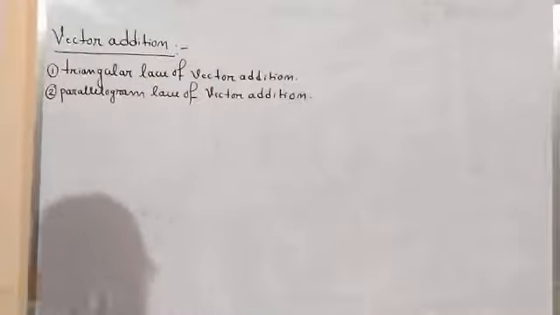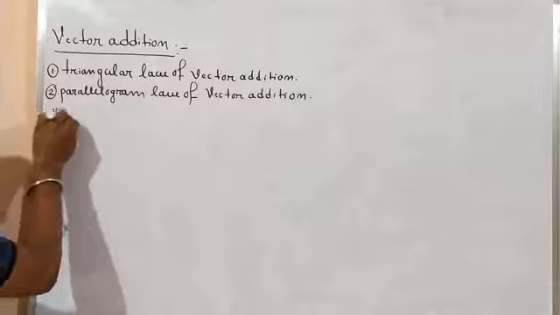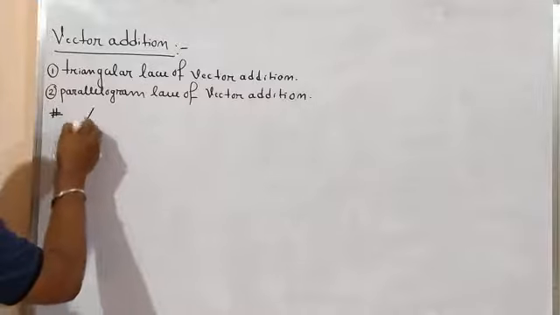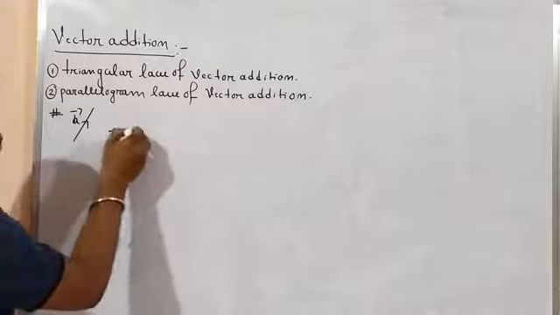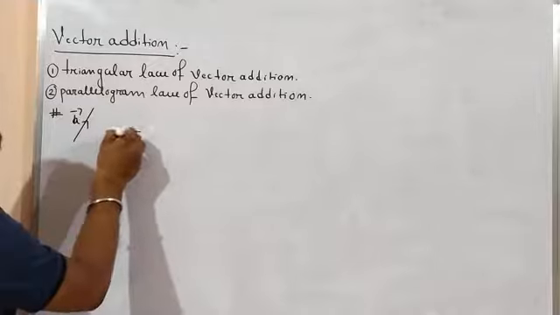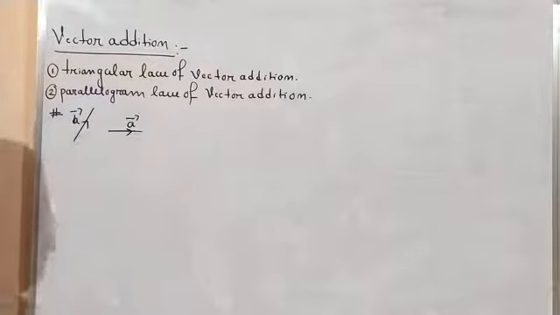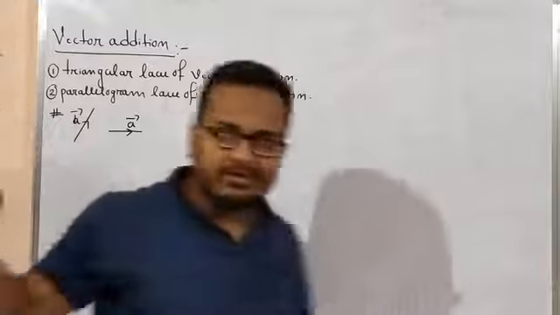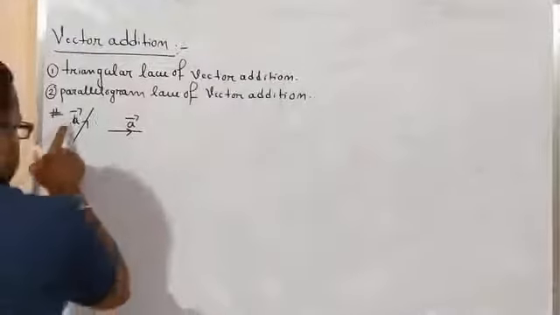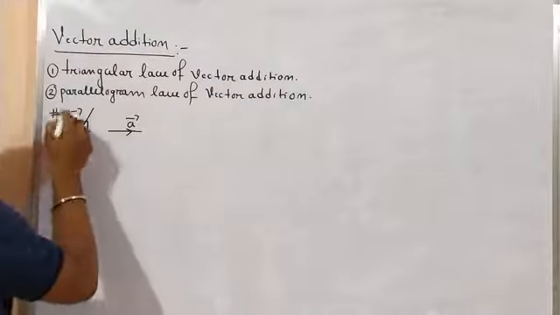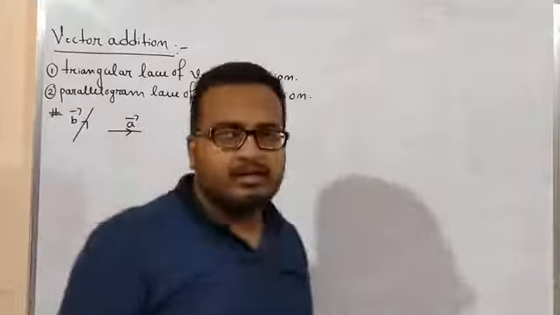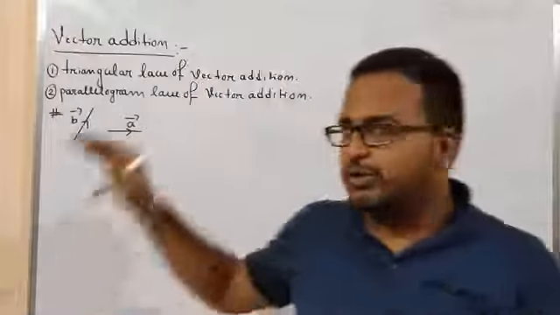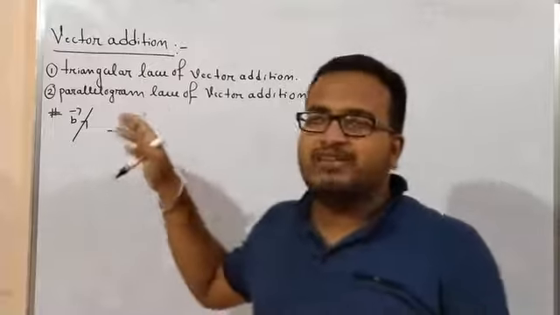Let me explain here. Suppose one B vector is given to you. This is the B vector, and suppose this is another, the A vector. Okay. So now I am going to apply the triangle law of vector addition here.